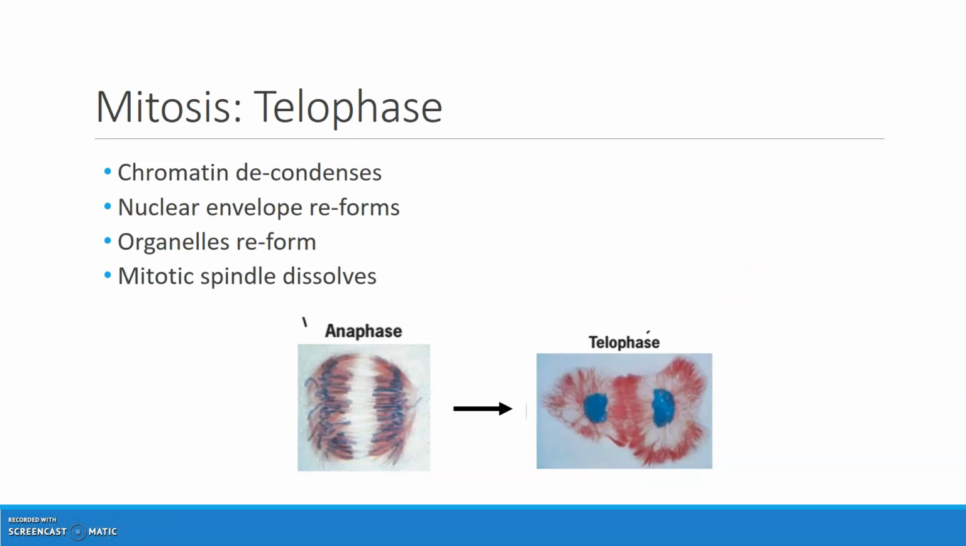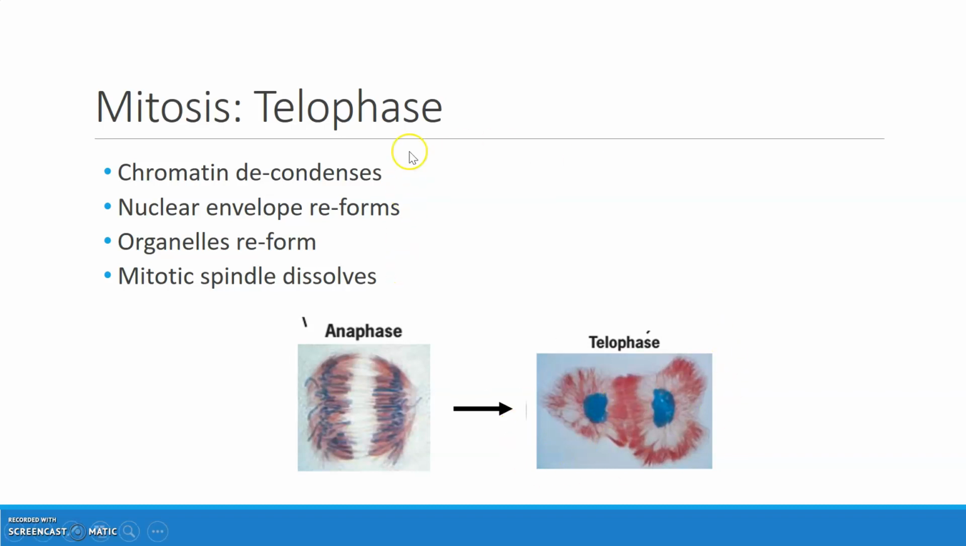And then all good things must come to an end, right? So after anaphase has separated the sister chromatids, the chromatin can begin to decondense. And the two new nuclei of what will ultimately be the two new daughter cells can reform. Organelles can begin to reform, the mitotic spindle is no longer necessary because the DNA has been divided, and so it can dissolve, right?